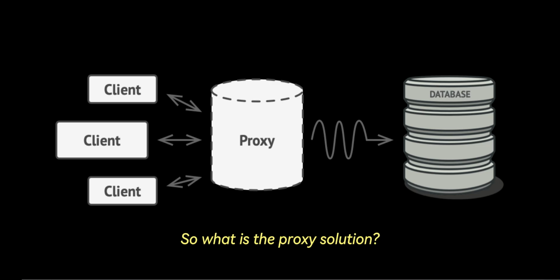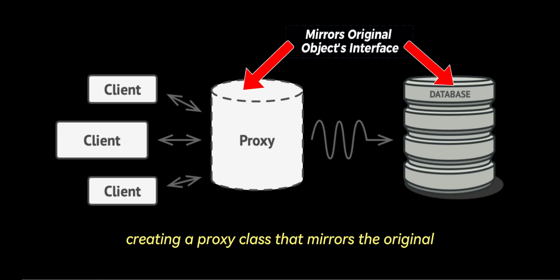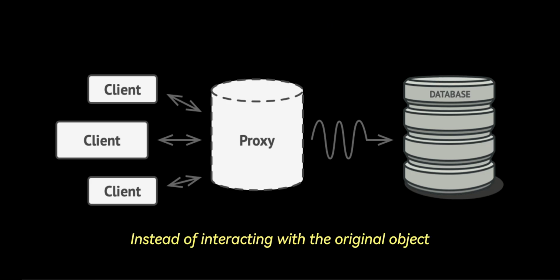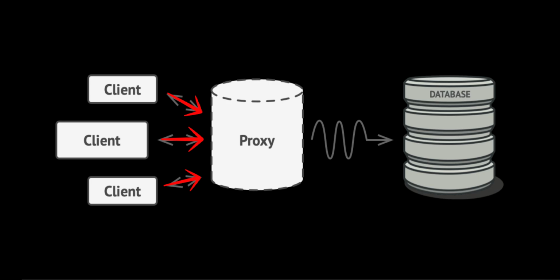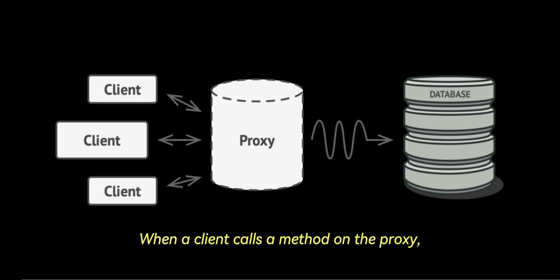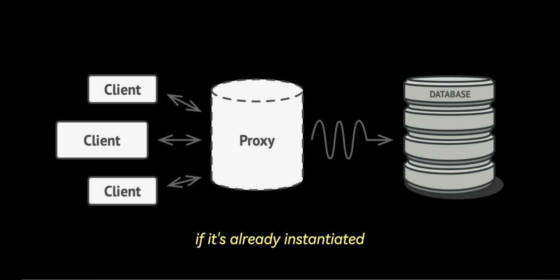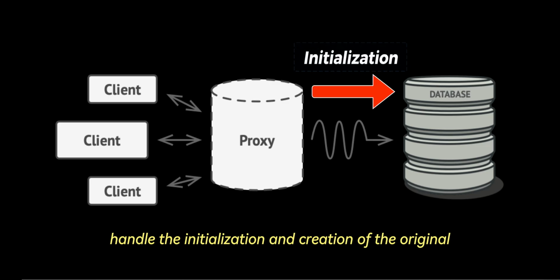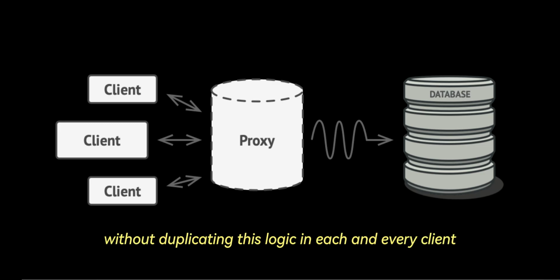So what is the proxy solution? The proxy pattern suggests creating a proxy class that mirrors the original object's interface. Instead of interacting with the original object directly, the client code interacts with the proxy, which acts as an intermediary. When a client calls a method on the proxy, the proxy can, number one, delegate the call to the original object if it's already instantiated, or number two, handle the initialization and creation of the original object on first access, achieving lazy initialization without duplicating this logic in each and every client.